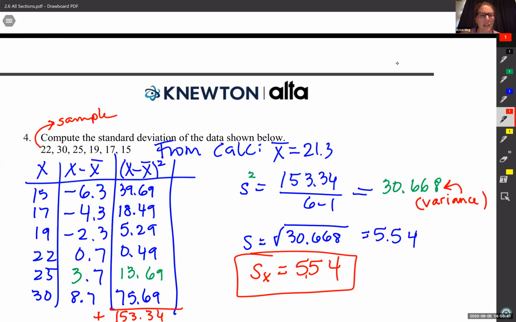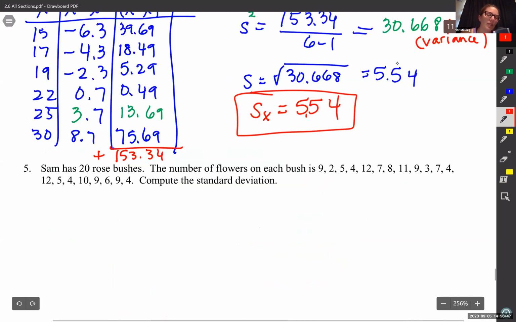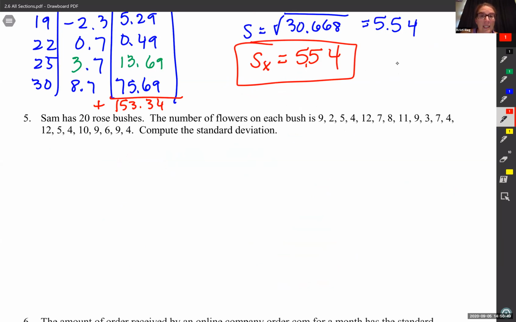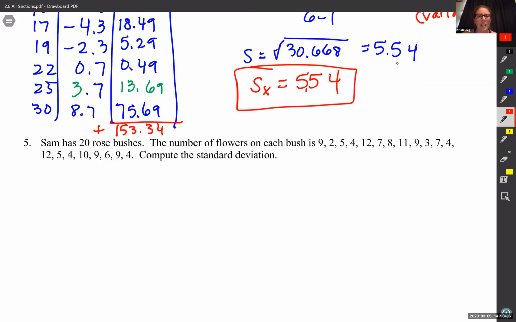Okay, here we go. Now here's Sam. It's 20 rose bushes. I'm gonna do this all in the calculator, no more by hand. So this little sidebar. This last problem, 6 numbers, and it took that much. Number 5 has 20 numbers. No. I do not want to find any of that by hand for those 20 numbers. Okay, so like I said, I already pre-typed my data. I typed it under list 2. So I'm gonna hit stat and make sure I go to list 2.